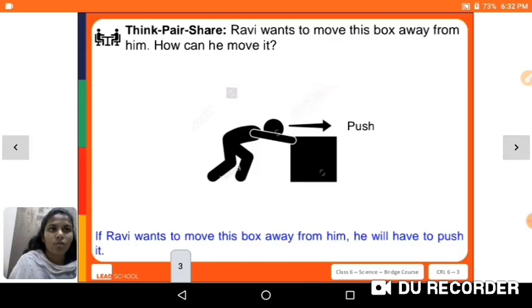So Ravi wants to move this box away from him. If Ravi wants to, then he will have to push it.